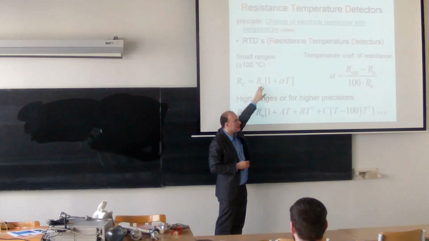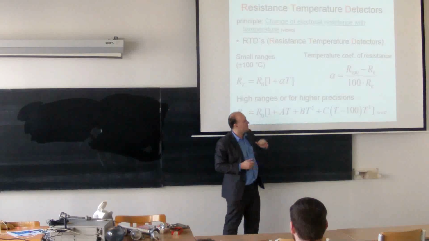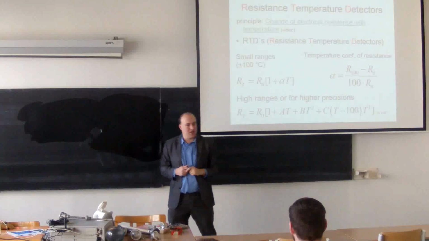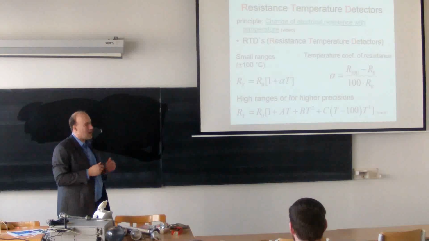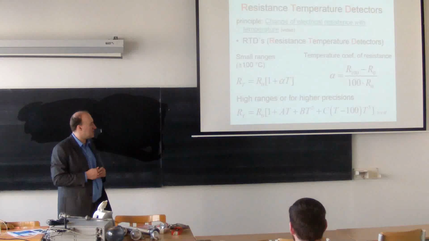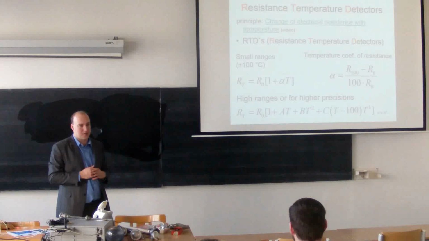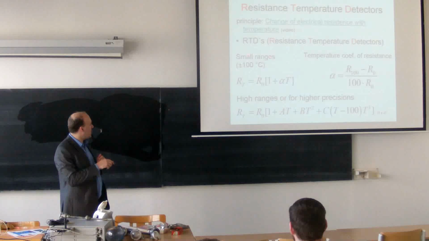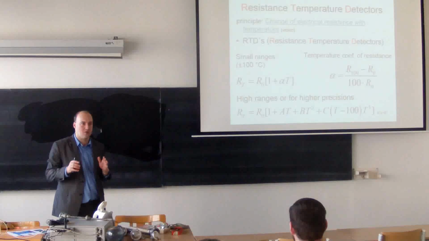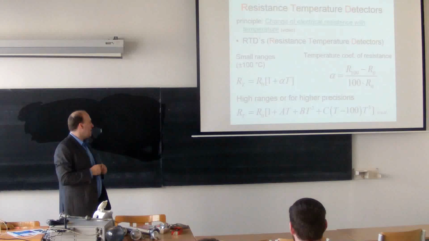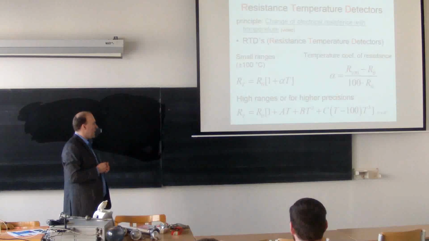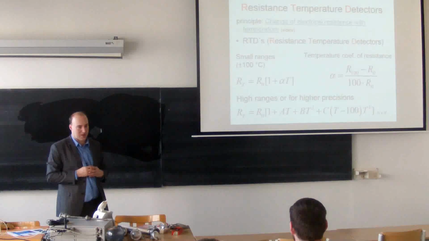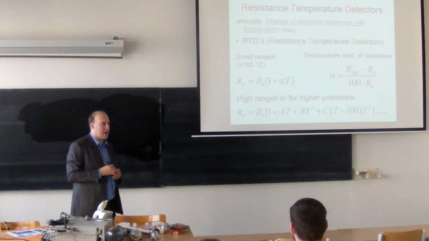some initial resistance and on the temperature coefficient of resistance. And temperature coefficient of resistance is defined as the change of electrical resistance between 0 and 100 centigrades. So this is valid in the smaller ranges, let's say about 100 centigrades or 0 to 100 centigrades. If you want some higher ranges or some higher precisions, the equation gets more complicated.